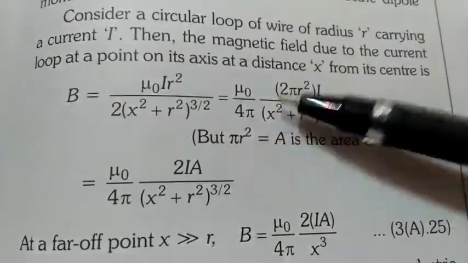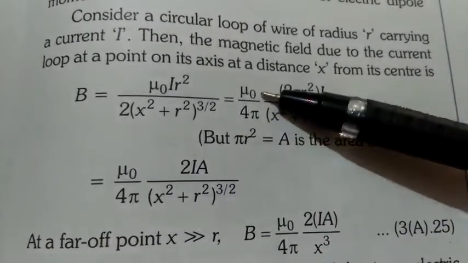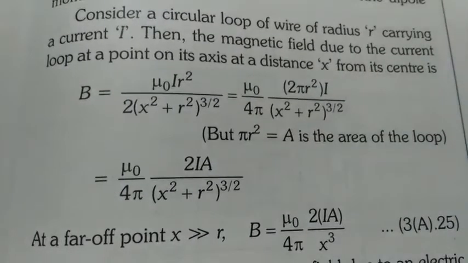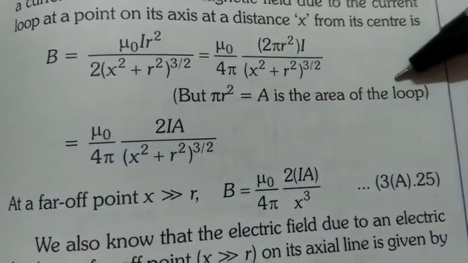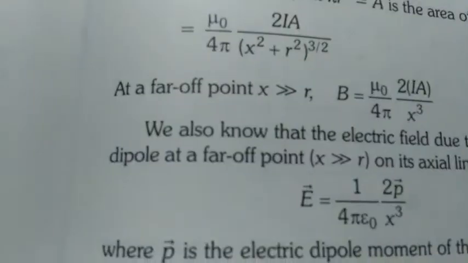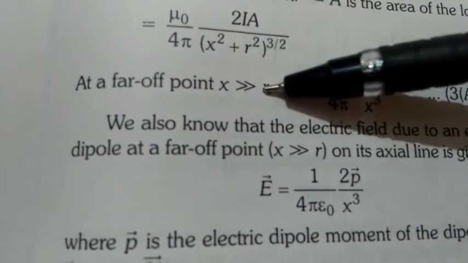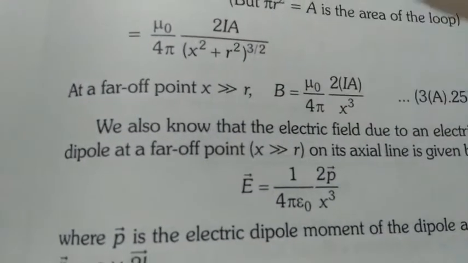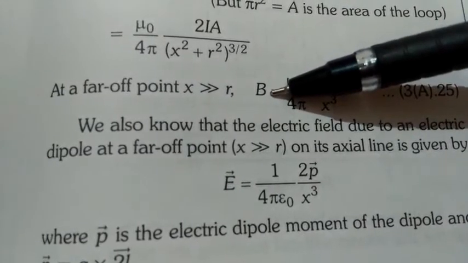Then this equation can be written like this also. We multiply and divide by 2, giving mu naught upon 4 pi, so the equation can be written in this form, where pi r square equals A is the area of the loop. So in place of pi r square we put A. Now for a far off point, x is greater than r, so we can neglect r here, and we get this equation. This is the equation for the magnetic field due to a circular loop.